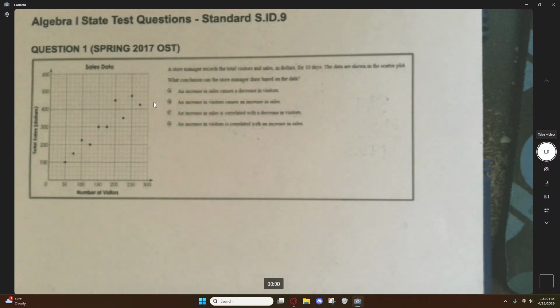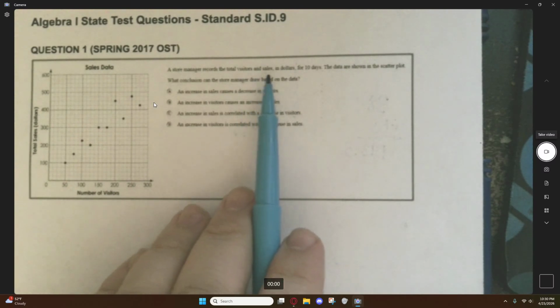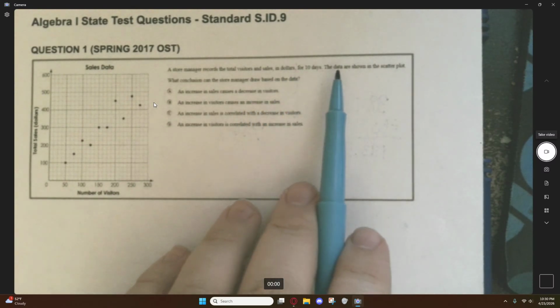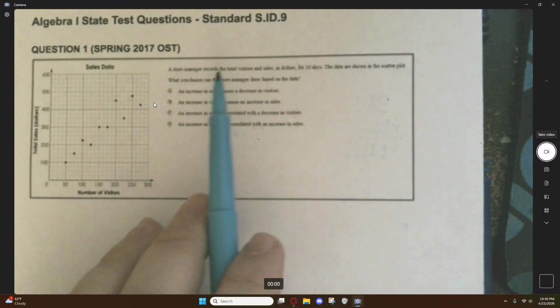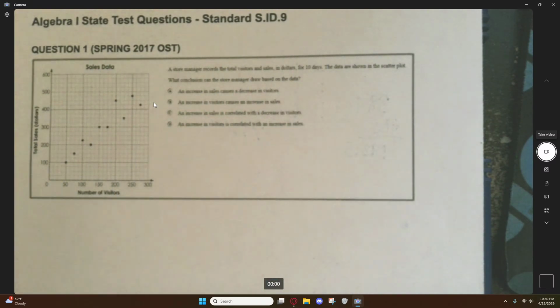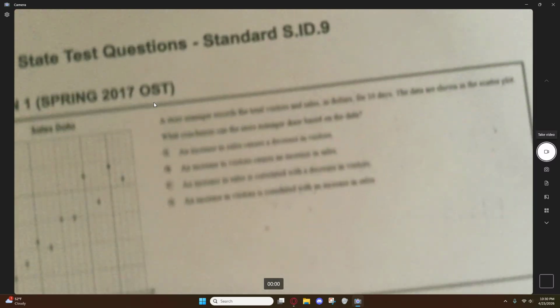All right, here it is. The last question chronologically of the state test review. And oh my God, it's impossible to read. A store manager records the total visitors and sales in dollars for 10 days. The data is shown in the scatter plot. Which conclusion can the store manager draw based on the data? I'm trying to get that to be clearer, but okay.